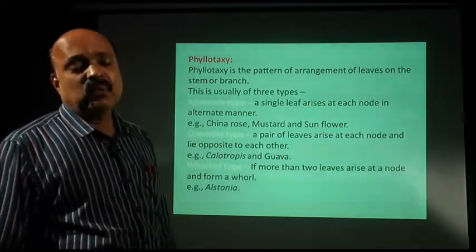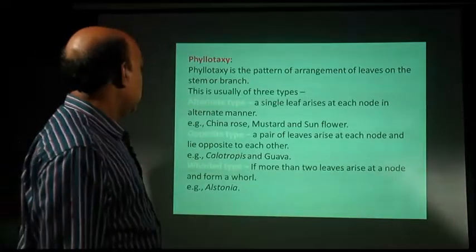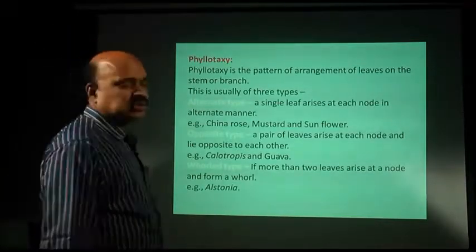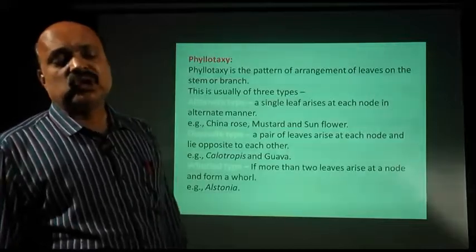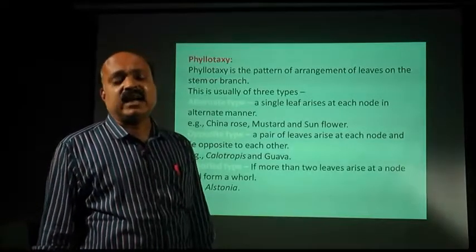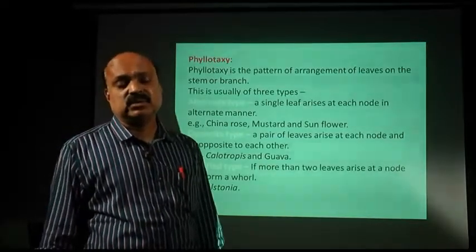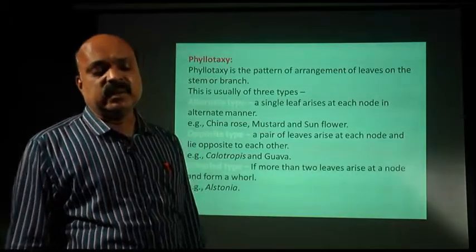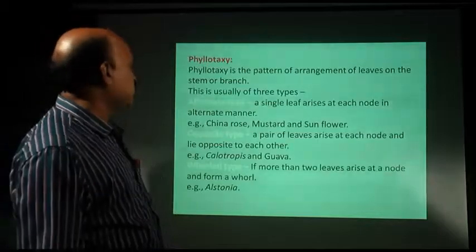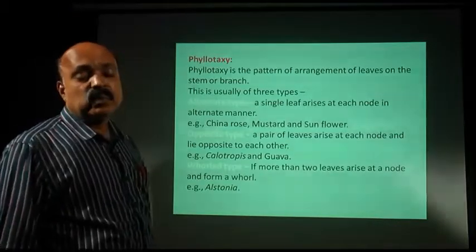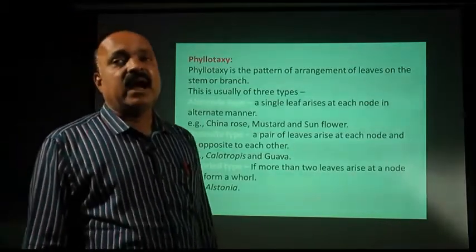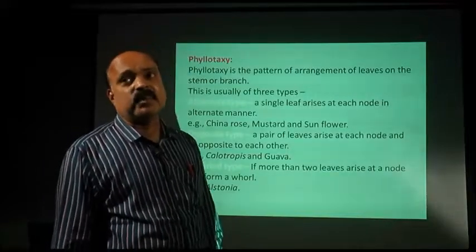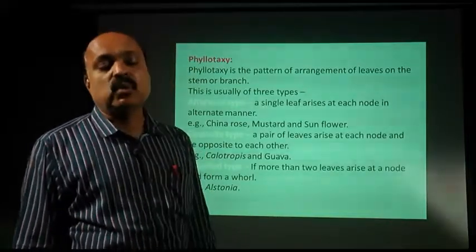What are these? One is alternate, another is opposite, and last one is the whorl. So in alternate, at a time only one leaf arises from the node in an alternate manner. In the opposite case, at a time two leaves are developed from the node, and if at a time many leaves are developed from the node, that is called whorl.